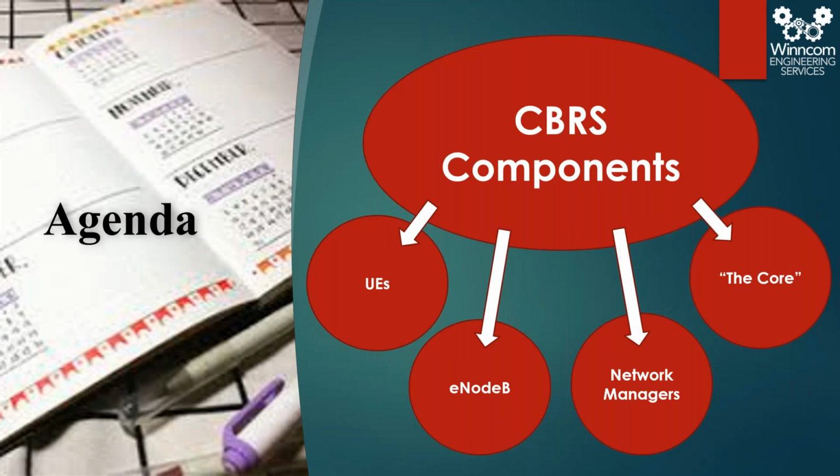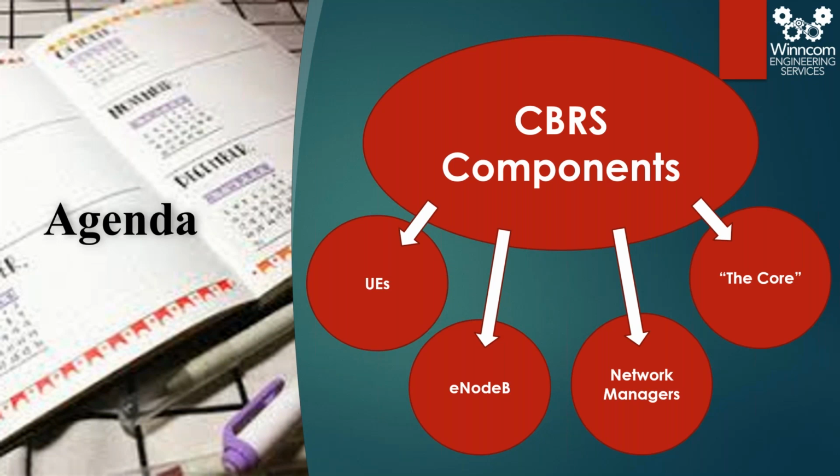So CBRS is Citizens Broadband Radio Services, and there are four major components of the CBRS. There's the user equipment, which is short for UE. That's the equipment that's at the customer location. There are the eNode Bs. That's the equipment on the tower, the network managers, and the core, and they can reside anywhere from your head end to a cloud. So we'll talk about that briefly later on also.